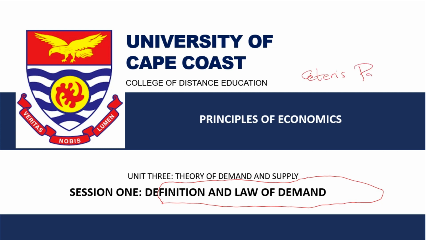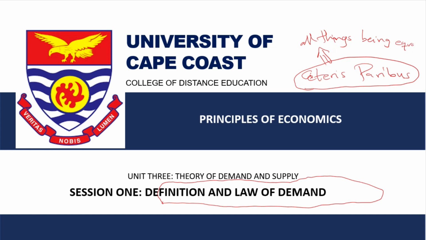You normally hear ceteris paribus in economics, and it implies all things being equal. Ceteris paribus means all things being equal. So instead of saying all things being equal, it will rain today, you can say ceteris paribus, it will rain today. It is a Latin phrase.